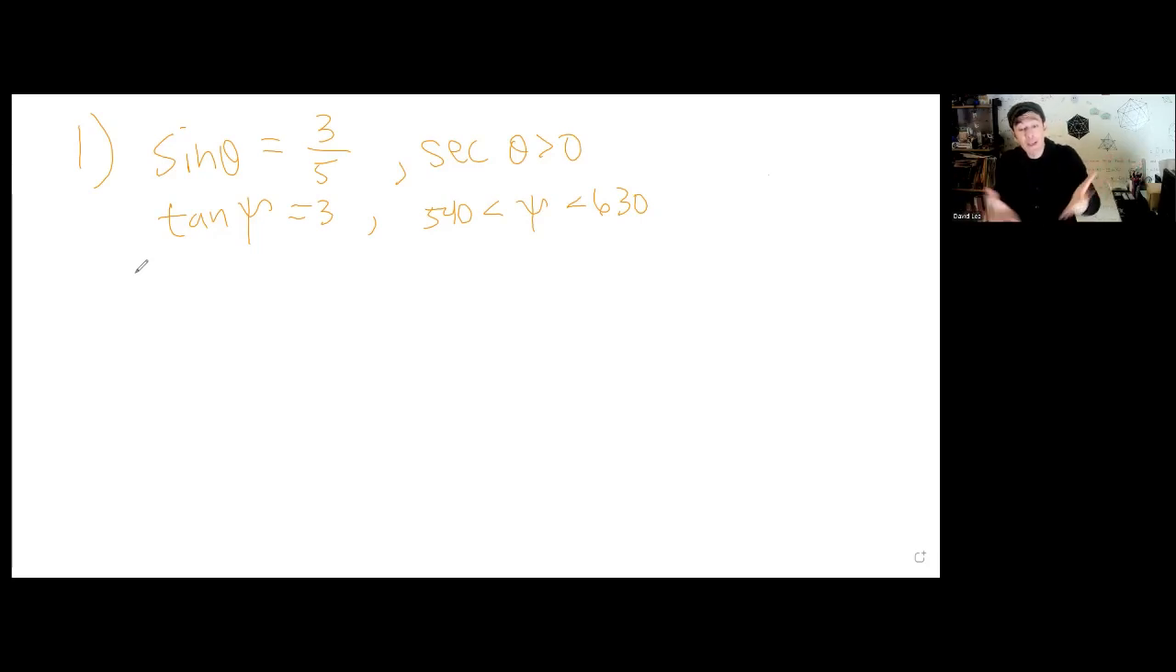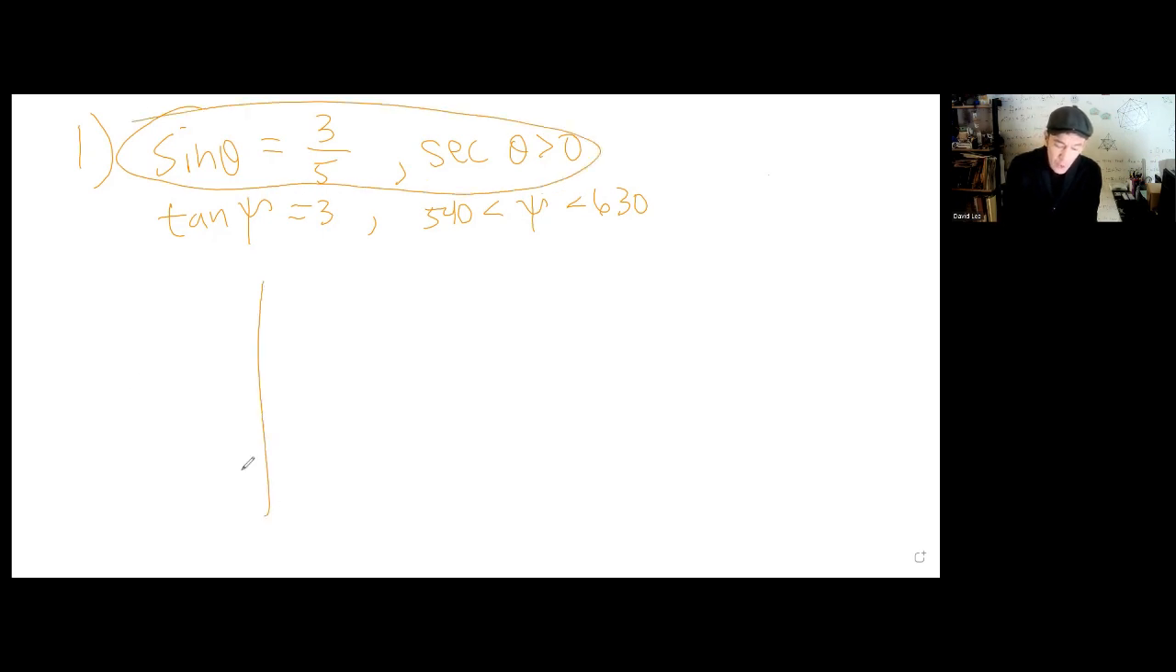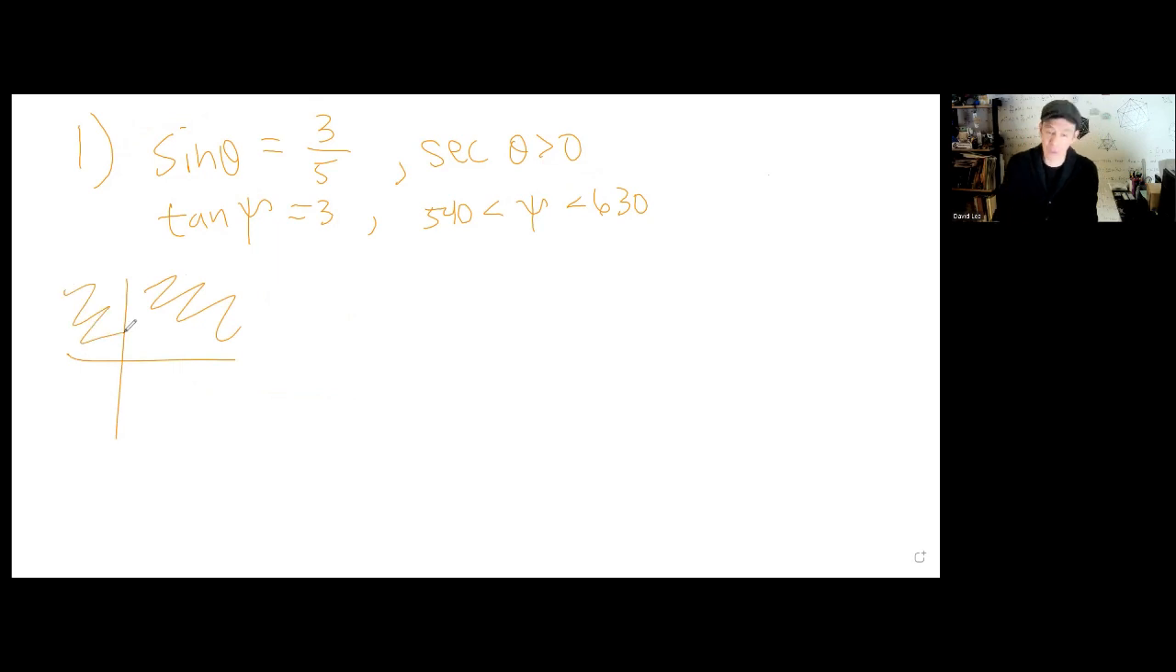So number one, here are the givens. Look at the upper part. I need to know which quadrant to go to. Is it 1, 2, 3, or 4? Well, they tell us that sine is that number. Sine is positive. So because sine is positive, it's either in 1 or in 2.